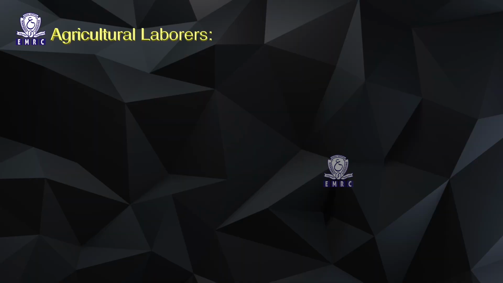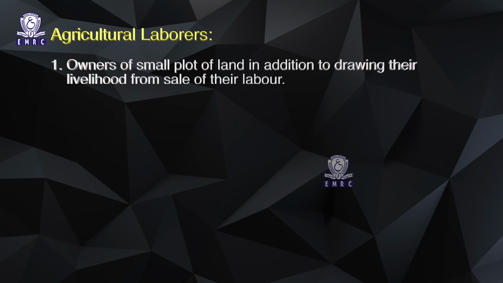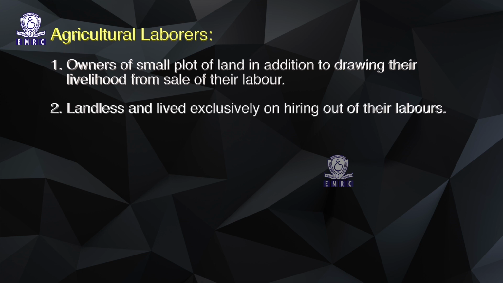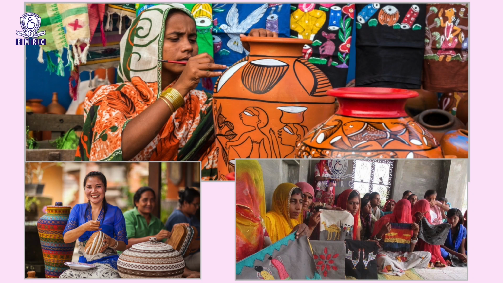There are three types of agricultural labourers. First, they are the owners of a small plot of land in addition to drawing their livelihood from the sale of their labour. Secondly, landless and living exclusively on hiring out of their labour. Thirdly, landless and their status almost that of bondage or semi-bondage. There is also a class of artisans. They form an integral part of the village community, contributing to the general self-sufficient image of Indian villages.